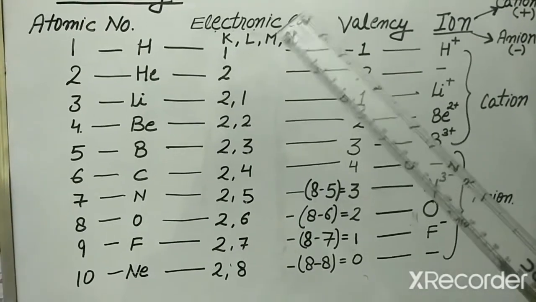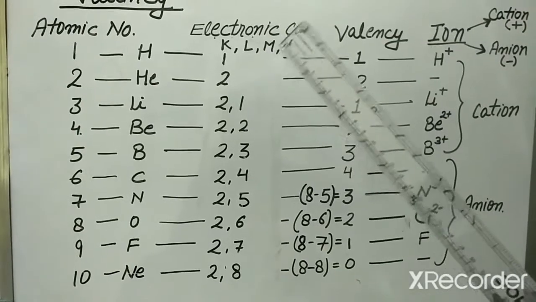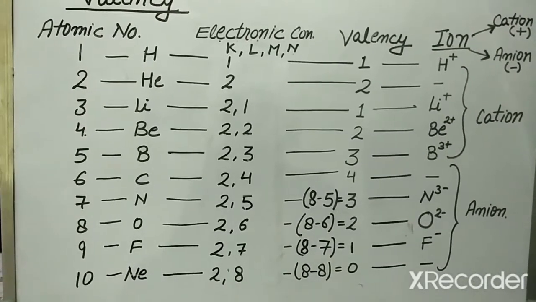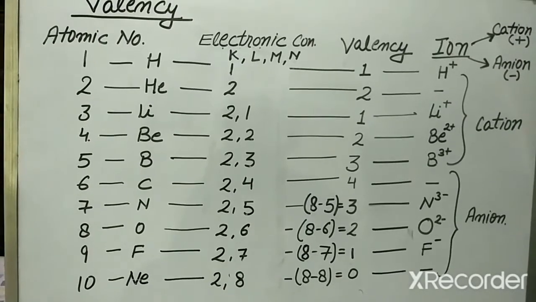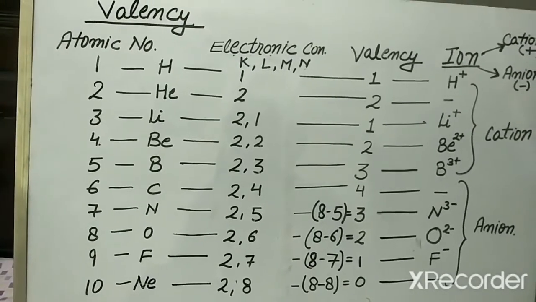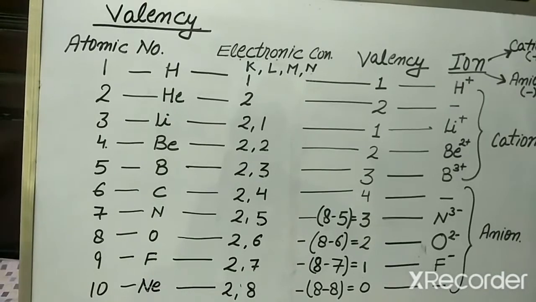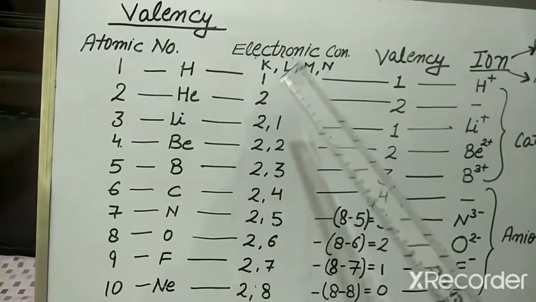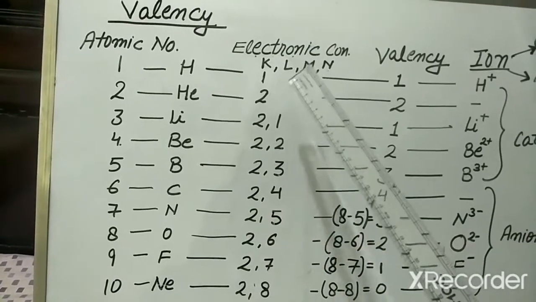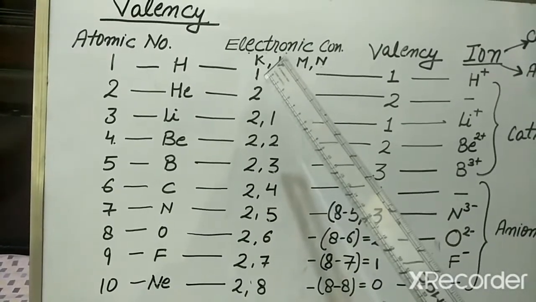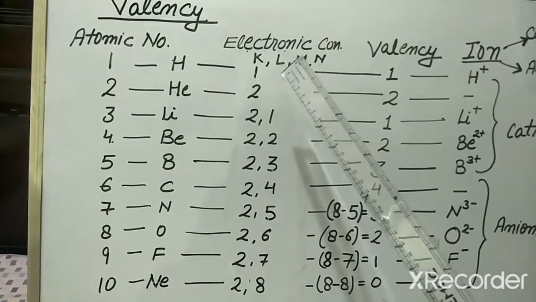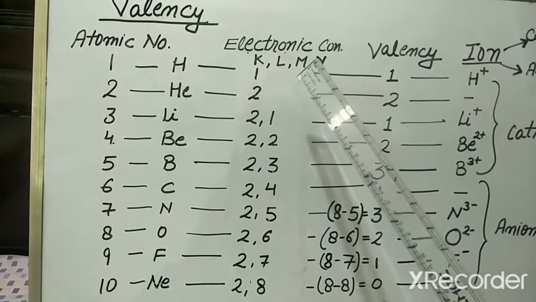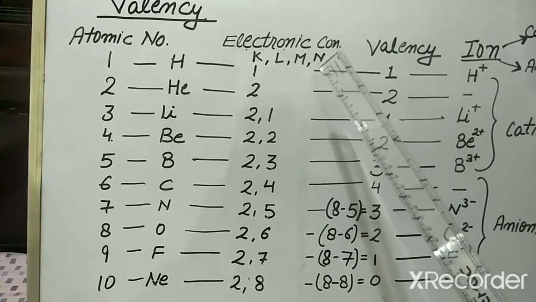Here, from the starting, hydrogen has atomic number 1 and its electronic configuration is 1. Electronic configuration is the distribution of electrons in different shells, as electrons revolve around the nucleus in different shells. These are the K, L, M, N shells. In the K shell a maximum of 2 electrons can come, in the L shell a maximum of 8 electrons, in M 18, and in N 32 electrons.